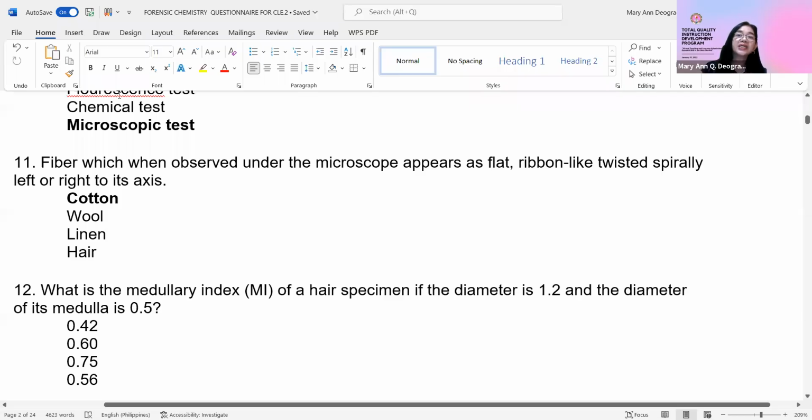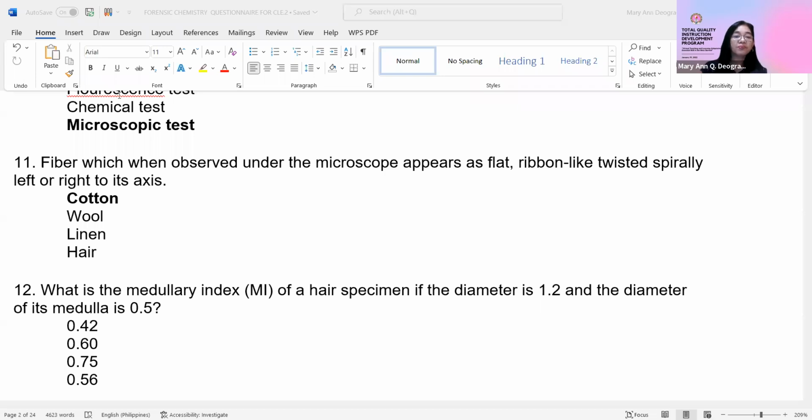What is our answer here? You just divide it. So, 0.5 divided by 1.2, so that will give 0.42. So it's letter A.